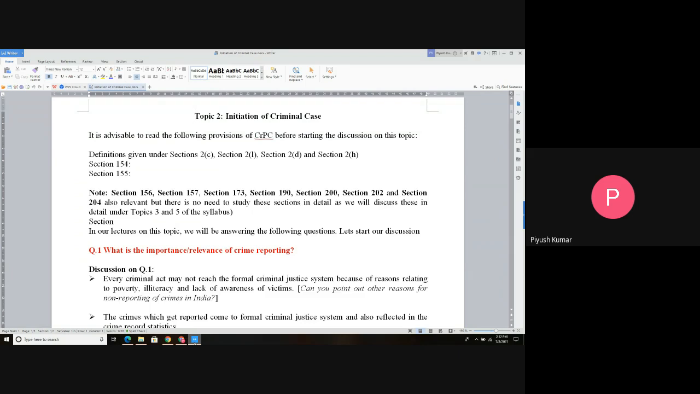whether police can arrest with warrant or without warrant, whether police can investigate with the order of the magistrate or without the order of the magistrate, or whether police has a duty to register an FIR and you have a right to lodge your FIR. It does not have anything to do with these three things. Keep these three things in your mind. That is why CrPC is classifying offences into two: cognizable and non-cognizable.